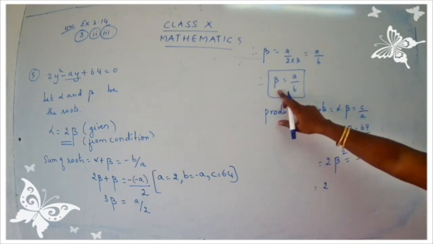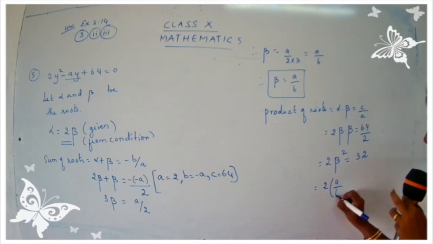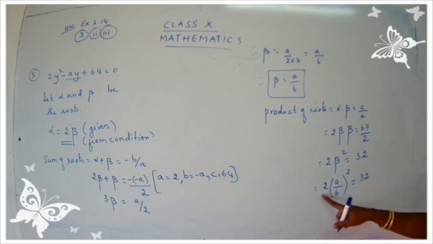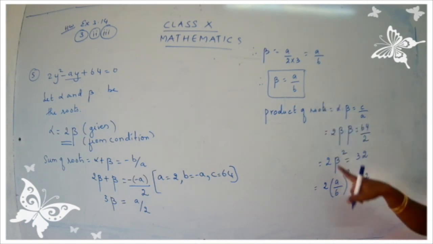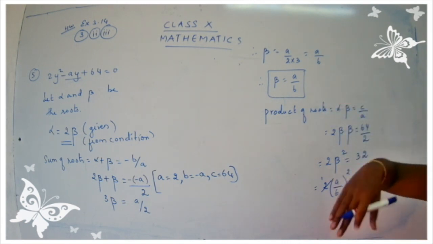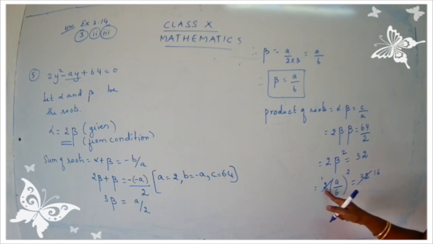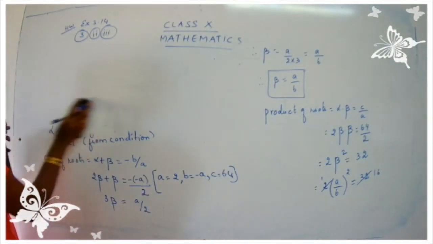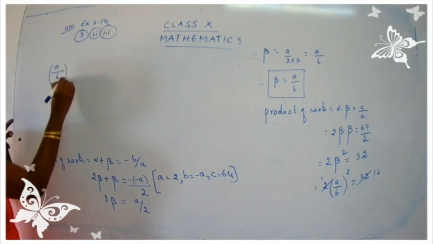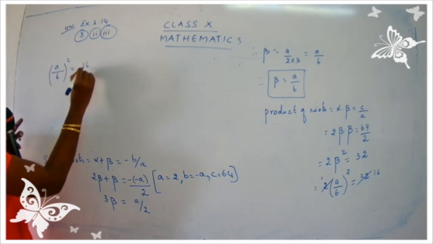I know the value for beta. What is the value for beta, children? A upon 6, the whole square is equal to 32. Clear? See here, 2 1s are, 2 16s are. You can cancel. I have told, like in the previous case, we cancelled 7 and 7 from the denominator. Same way here, 2 and 32 can be cancelled. 2 1s are, 2 16s are. So let's write down what is left now. I hope you are clear with the sum. So this is A upon 6, the whole square is equal to 16.